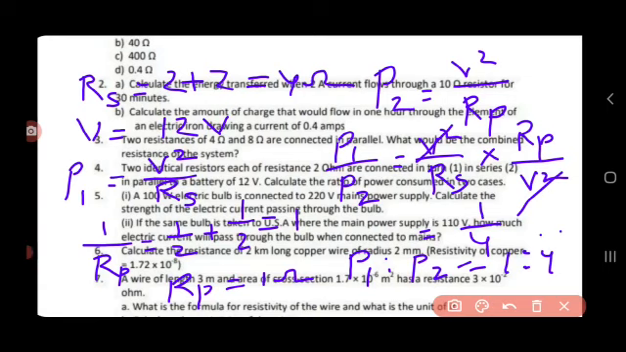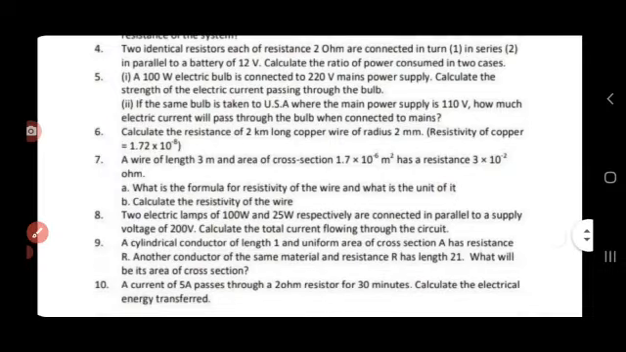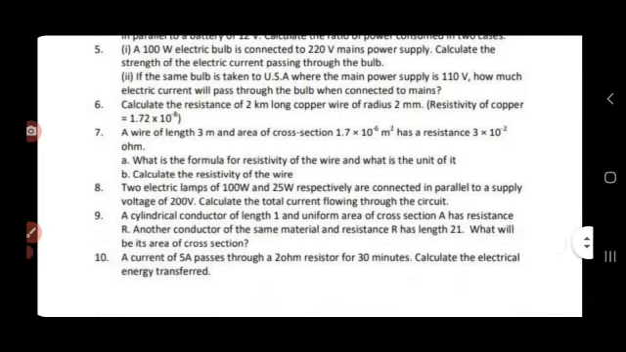Now we'll deal with question number 5. Say, a 100-watt electric bulb is connected to a 220-volt mains power supply. Calculate the strength of electric current passing through the bulb. See, the information is given over here. Power is given, that is 100 watt. It is connected to 220-volt mains, 220 volt. You have to calculate the strength of electric current, that is I.